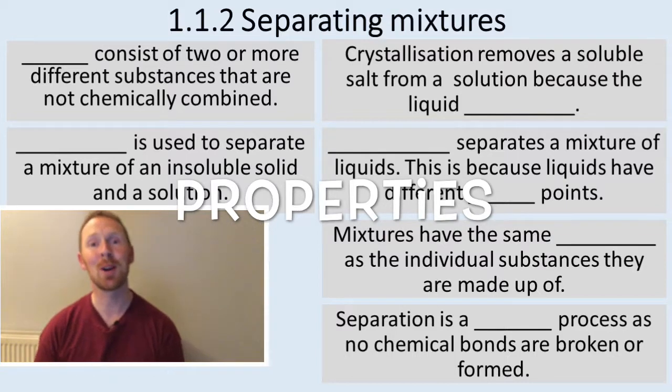Remember sodium and chlorine combining to make sodium chloride. Well, sodium is a reactive metal, chlorine is a poisonous gas. But when you put them together, sodium chloride is an ionic compound that you can put on your chips.